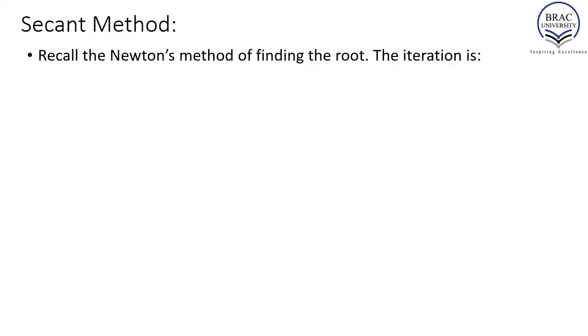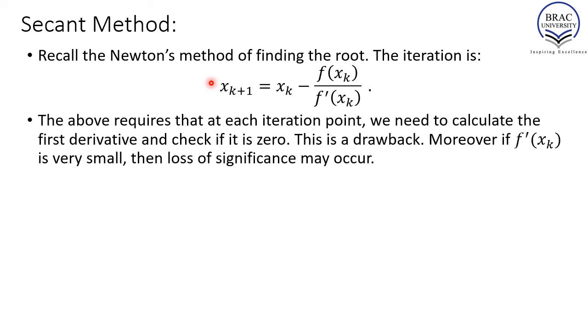Now next there is a second method. This method actually is a modification of Newton's method that we did one or two classes before. Recall that in Newton's method, our iteration formula was xk plus 1 equals xk minus the ratio of f of xk divided by f prime of xk. This formula requires that at each iteration point we calculate the first derivative and check if it is 0.